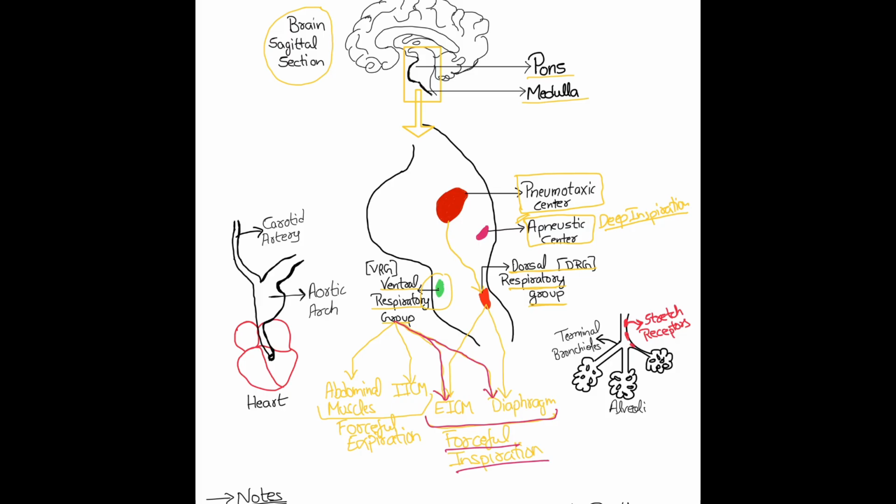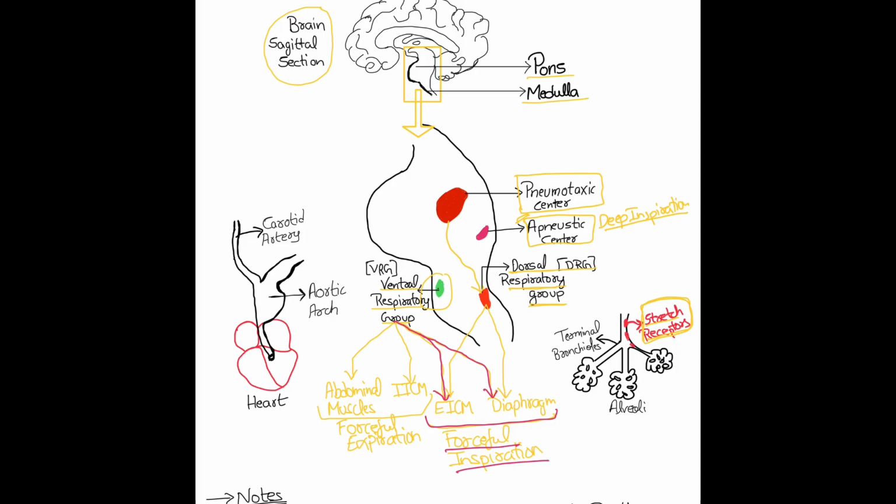So, for example, if the pneumotaxic center is not functioning, then you are going for very deep breathing. In that case, there are stretch receptors, as you see here, stretch receptors of the terminal bronchioles, having receptors for CO2 and oxygen.